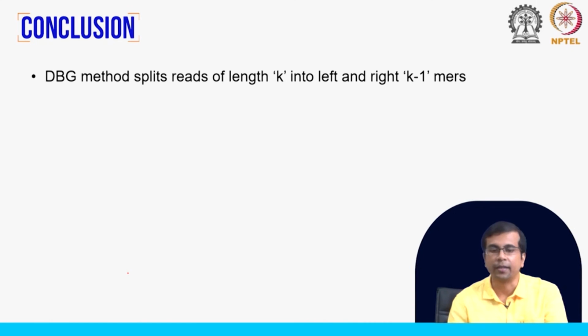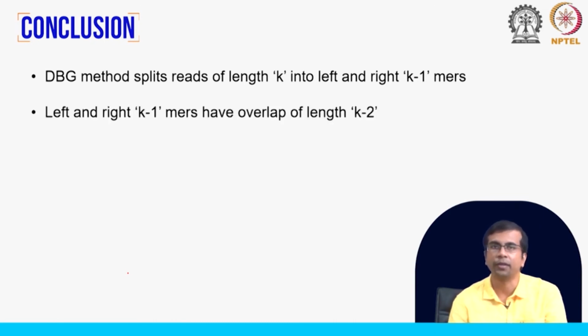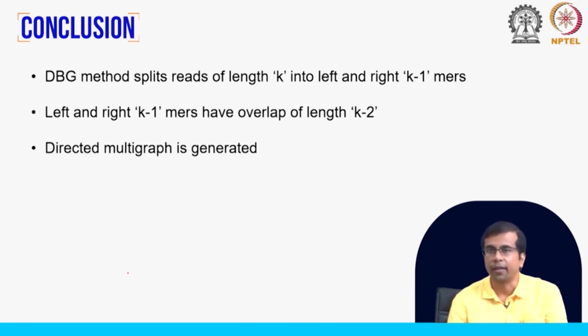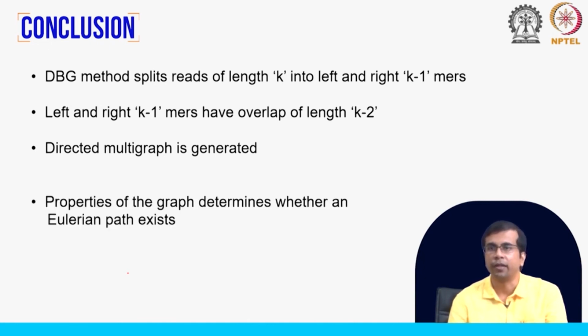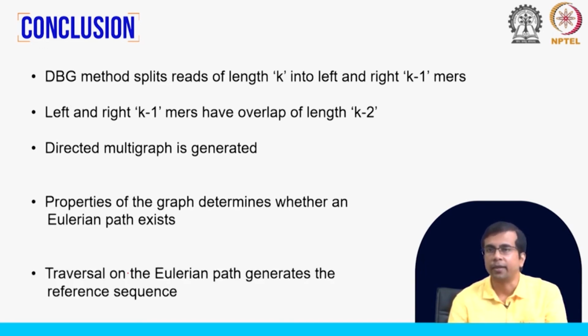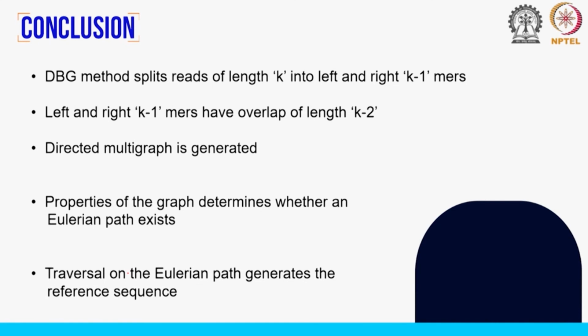We have discussed the DBG method, and we have introduced how it works. We see that reads of length k are first split into left and right k minus 1 mers, and these left and right k minus 1 mers have an overlap of length k minus 2. We also generated this directed multigraph from these k minus 1 mers, which is then used to determine whether there is an Eulerian path in that graph, and if that path exists, we traverse that Eulerian path, which gives us the reference sequence.